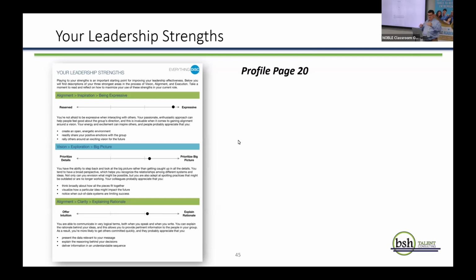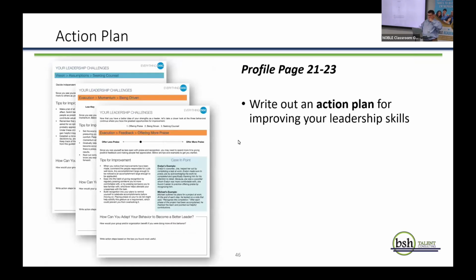So this lays out your 3 strengths for you specifically in there. And then pages 21 to 23 break out your opportunities, because those are the ones you're going to do a plan for, right? So that's why they're on 3 separate pages as opposed to 1, because it gives you an area to start to plan what those actions are going to be.